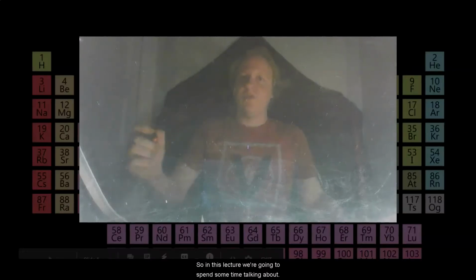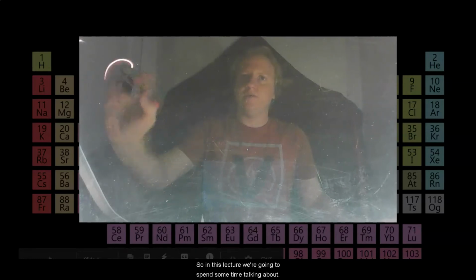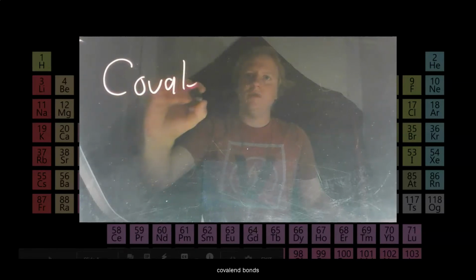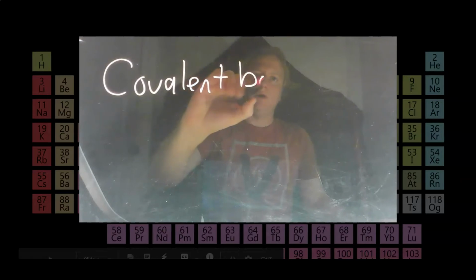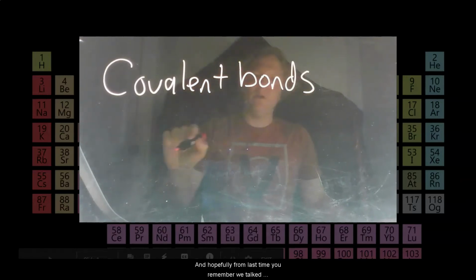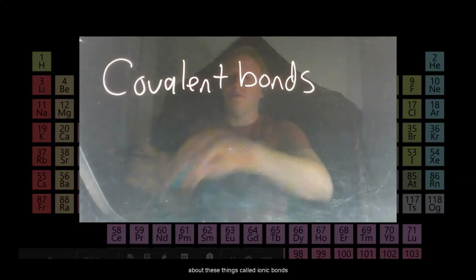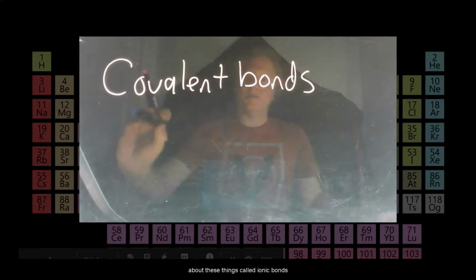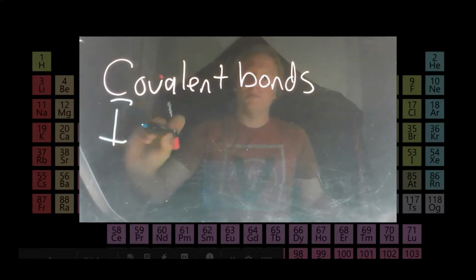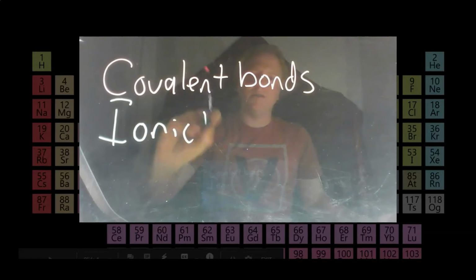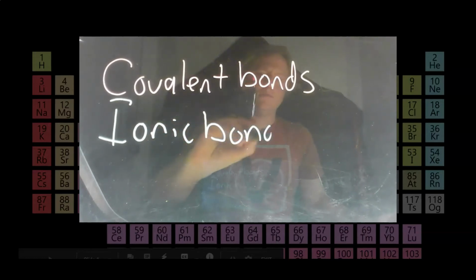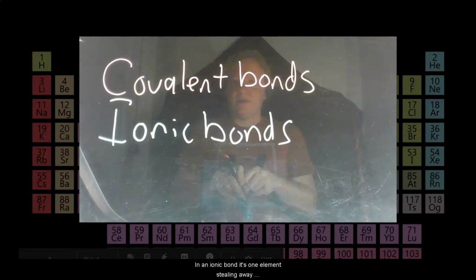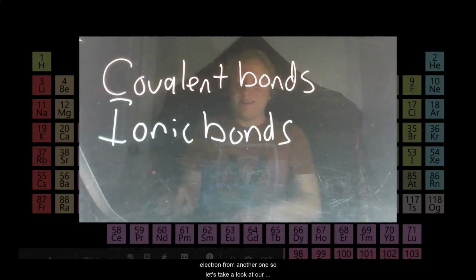So in this lecture, we're going to spend some time talking about covalent bonds. And hopefully, from last time you remember, we talked about these things called ionic bonds. So in an ionic bond, it's one element stealing away electrons from another one.